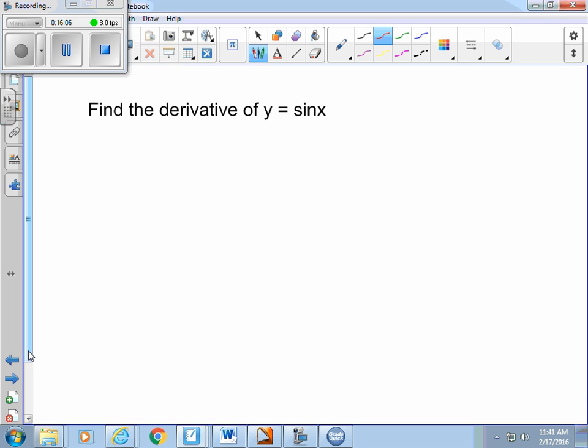Oh my gosh. Do I have a rule for sine of x? No. So, if I don't have a rule, then I must go back to the definition of derivative.